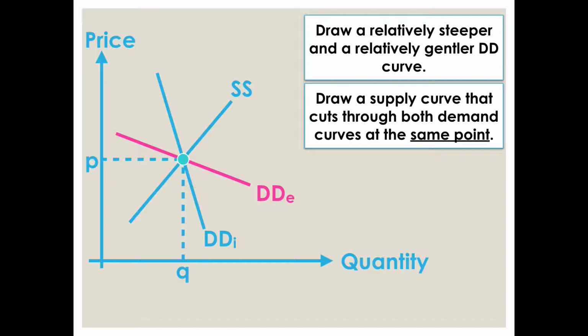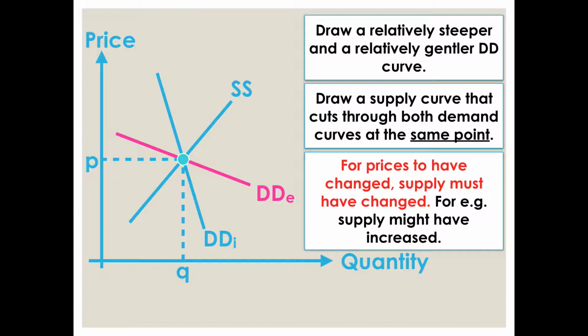So when I want to show that prices fluctuate more, first of all, I need to realize that for prices to have changed, the supply of this good must have changed. So for example, supply might have increased. If supply has increased, diagrammatically, that means that supply must have shifted rightwards as such. So in this case, supply has increased from SS to SS prime, and we can see that for the more price inelastic demand curve, prices fell to Pi, whereas quantity increased to Qi.